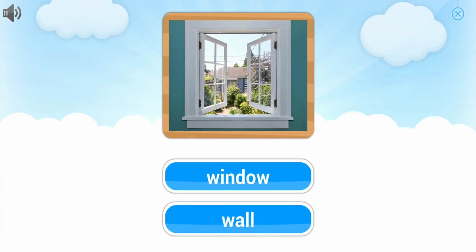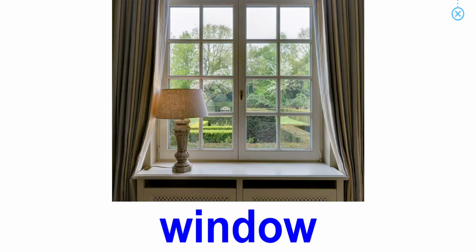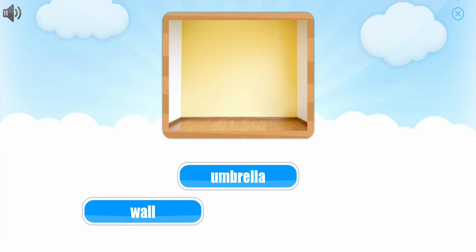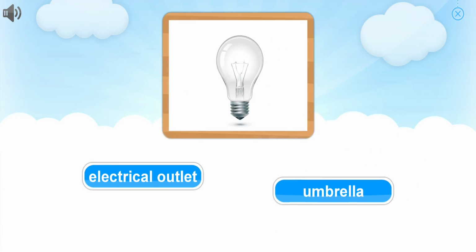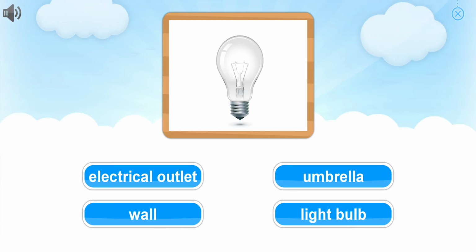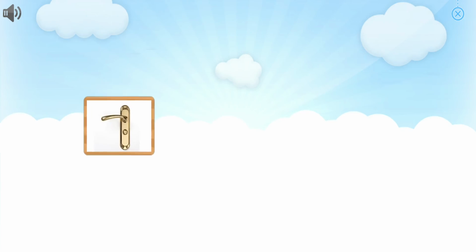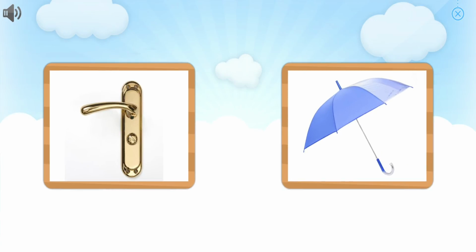Choose the word that goes with the picture. That is right. Window. Choose the word that goes with the picture. You did it! Wall. Choose the word that goes with the picture. Great job! Light bulb. Which one is? Door handle. That is right.